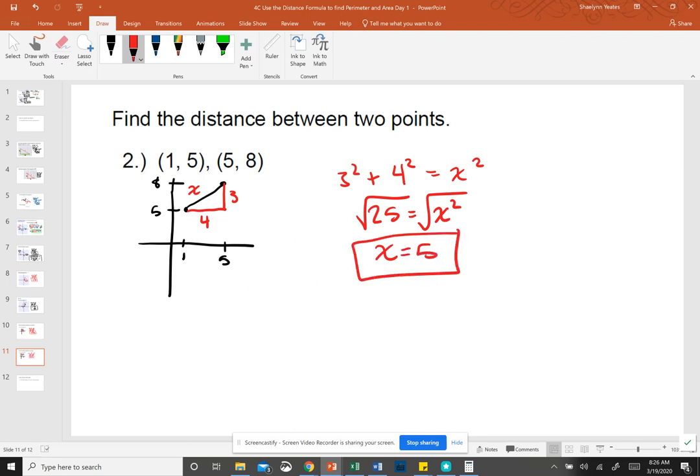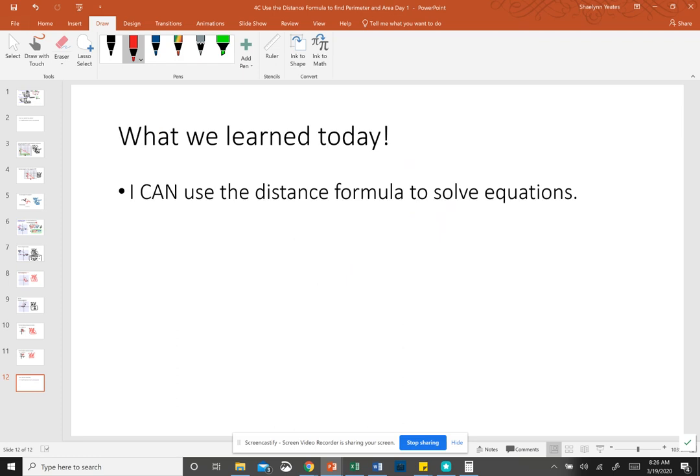Hopefully you guys all got that. Today, what we learned is we learned the distance formula. We're just learning it and applying it in very simple situations currently.